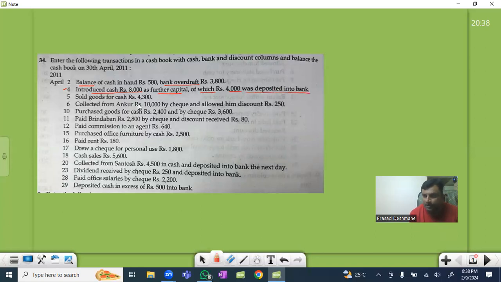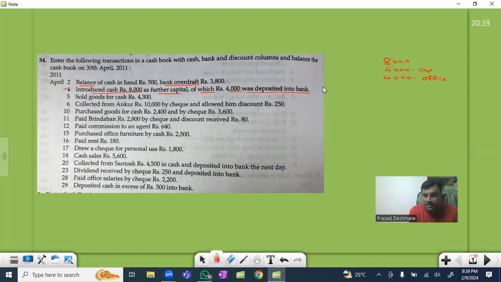bank. So we got 8,000 rupees from our proprietor. Out of this, 4,000 rupees we deposited into the bank, and the remaining 4,000 is with us only, within the office only. This is the meaning of the statement. Do you think this is a contra entry? First of all, tell me whether this is a contra entry or not. If your answer is yes, tell me why it is a contra entry. If your answer is no, then why is it not a contra?